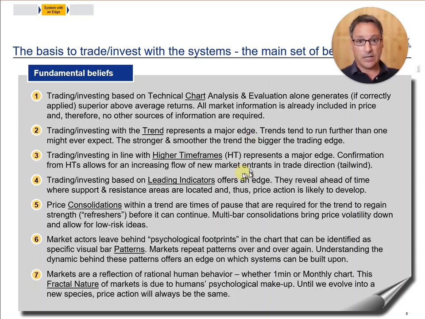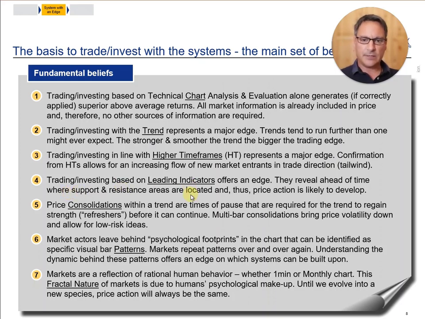So there's a big edge because confirmation from higher time frames allows for an increasing flow of new market entrants in trade direction. There's tailwind. For example, if we take a trade on a 5-minute long and, 3 time frames higher, the 60-minute chart is in a strong uptrend, obviously we get tailwind from those traders that are trading the 60-minute. So we are in the 5-minute. That gives us swing potential.